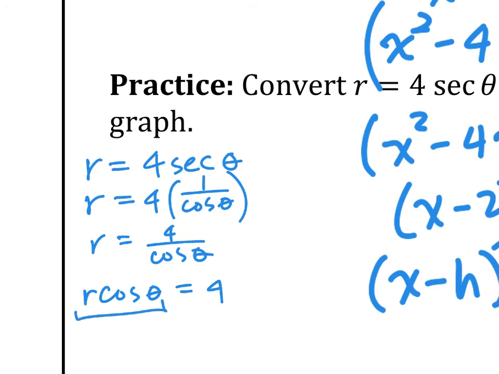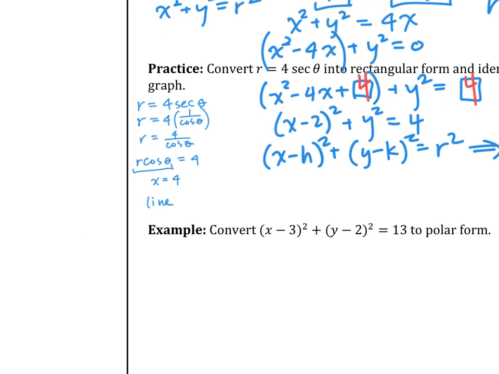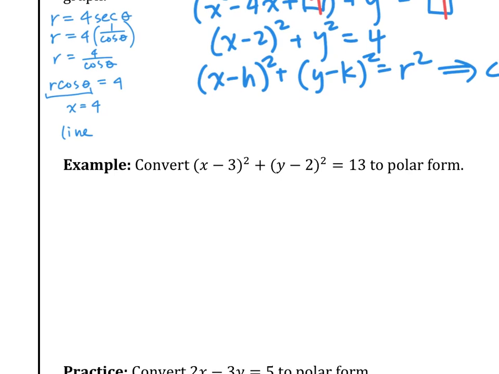Now what is r cosine? That is x. So x equals 4. What kind of shape is x equals 4? That is a line. Okay, that's just a vertical line. All right. Now let's convert into polar form.